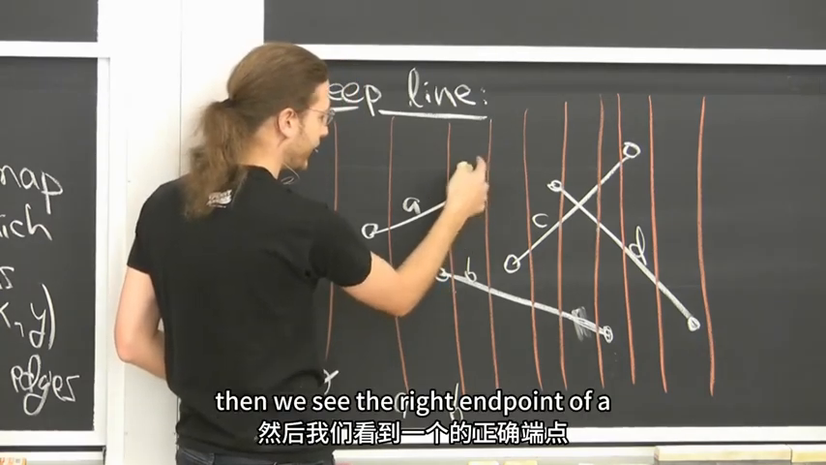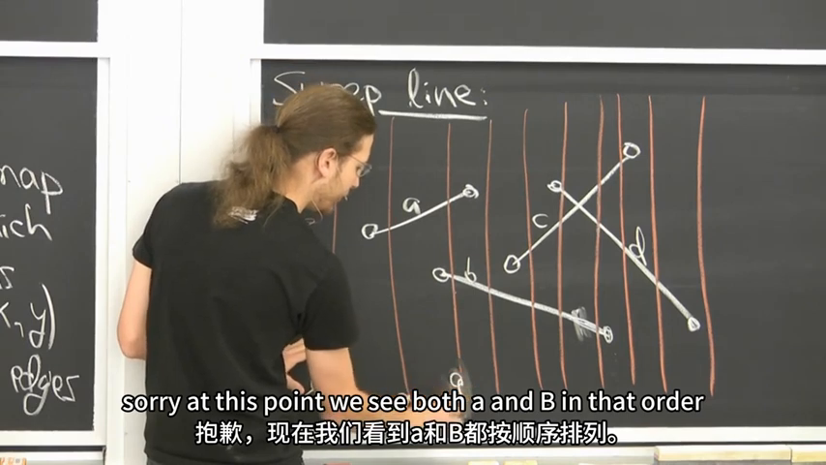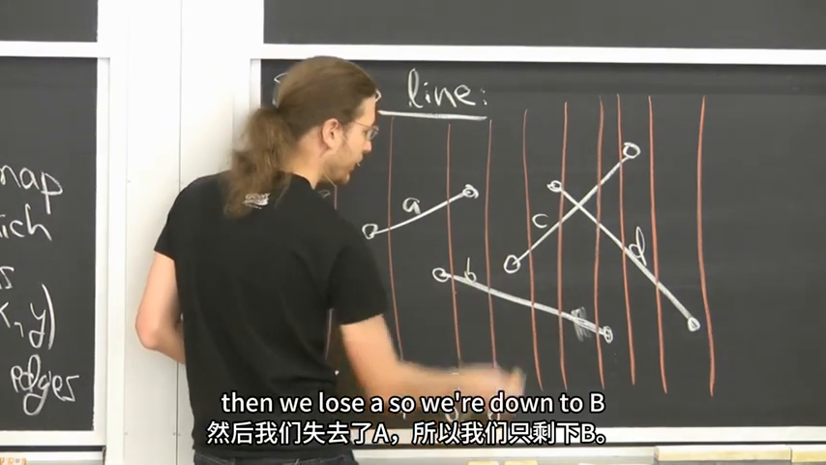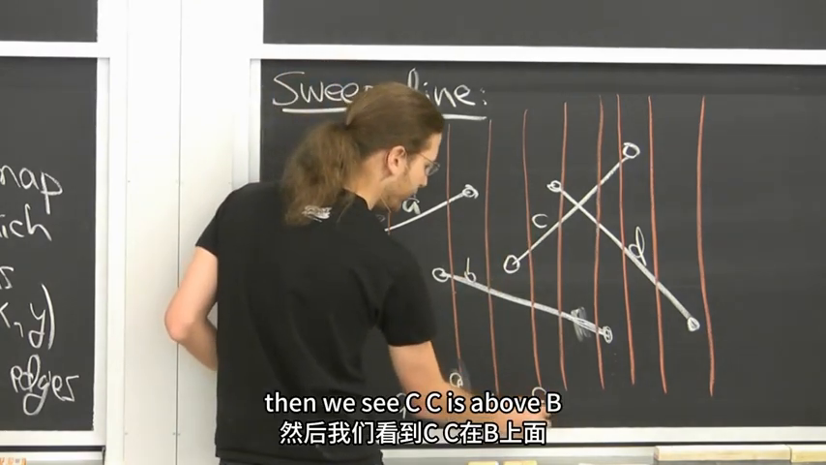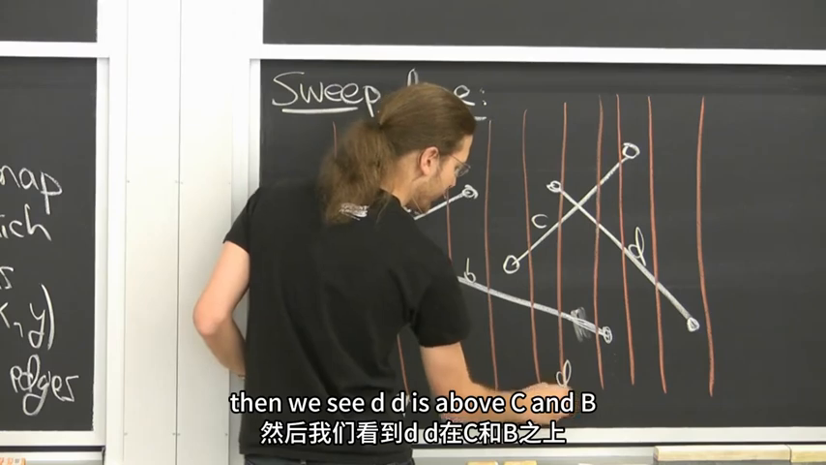Then we see the right endpoint of A, which means we no longer, at this point we see both A and B in that order. Then we lose A, so we're down to B. Then we see C, C is above B. Then we see D, D is above C and B.